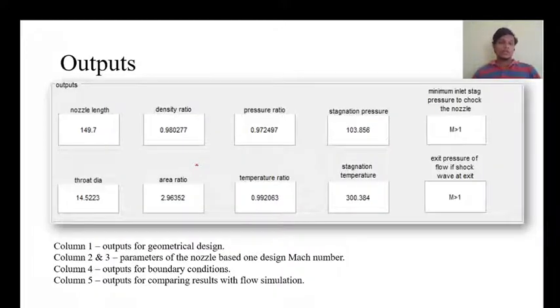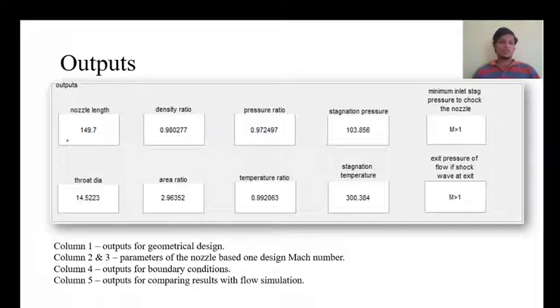Okay, and these are the outputs. These are some outputs that will be given by our MATLAB GUI. It will give the nozzle length. The nozzle length is actually defined by the angles. Since this is a linearly varying area ratio nozzle, the convergent angle and divergent angle are given respectively in such a manner that the convergent angle is greater than 10 and the divergent angle is less than 8. In such a manner, this was designed.